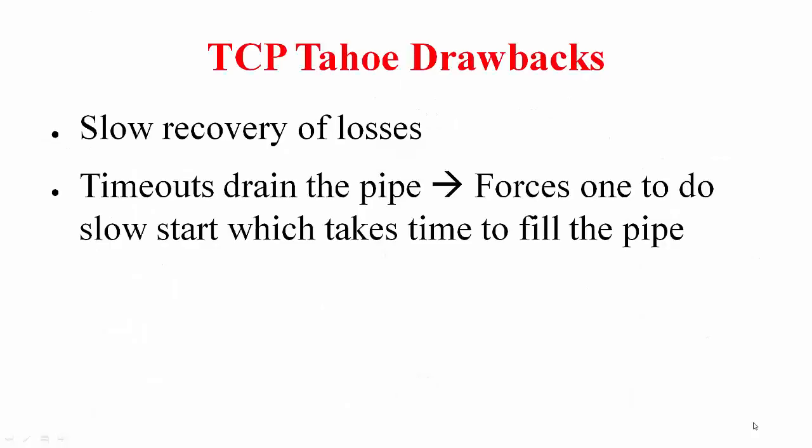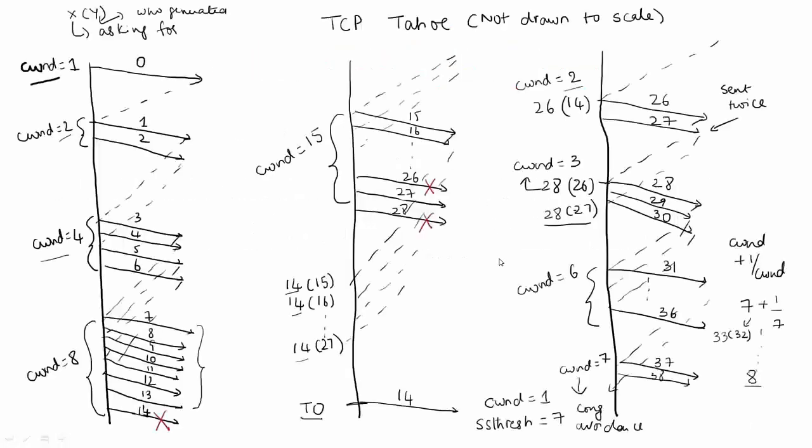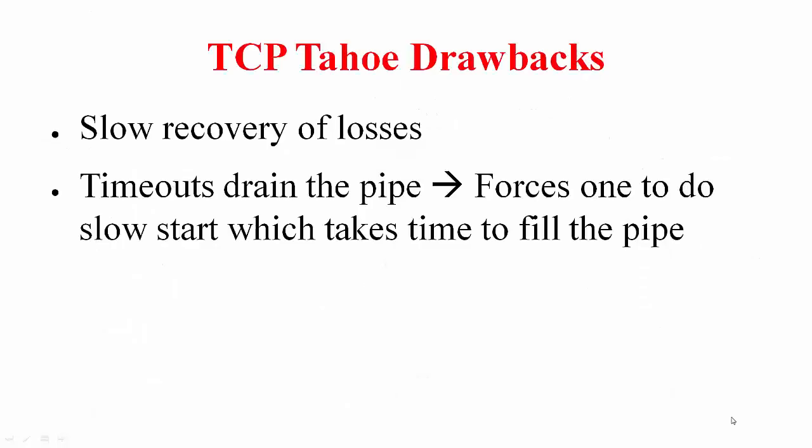And not only that, these timeouts are going to drain the pipe, in which case one has to fill the pipe again through slow start, which takes time. So this is also shown here, where during this time you have drained out the pipe, and to reach this value of congestion window, again you have to spend some time to fill up the pipe. Both these drawbacks are handled by the next version of TCP called TCP Reno.